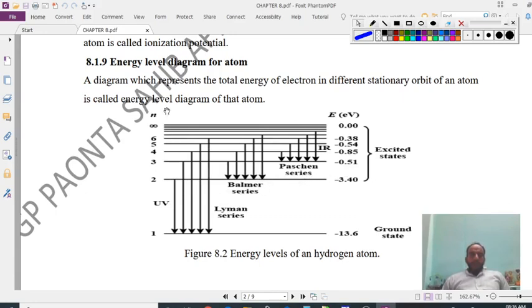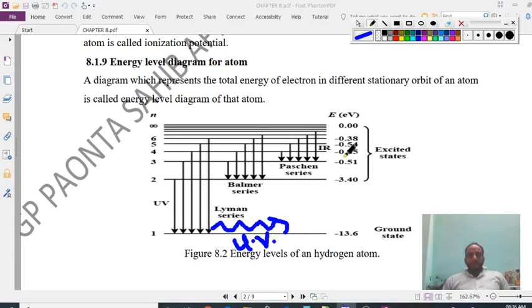Now, if an electron loses its energy by coming from n is equal to 2 to n is equal to 1 energy level, or n is equal to 3 to 1, or 4 to 1, or from infinity to 1, then we get the Lyman series, and the Lyman series is produced in the ultraviolet region. The photons released from this are in the ultraviolet region.